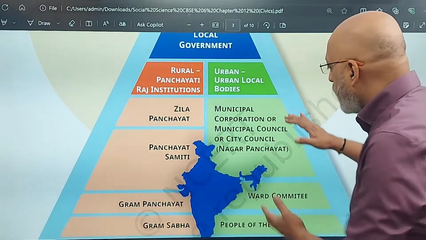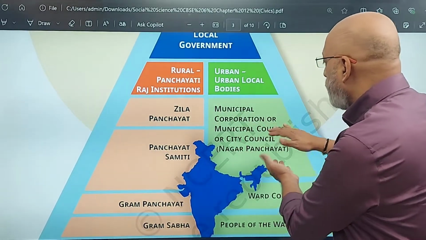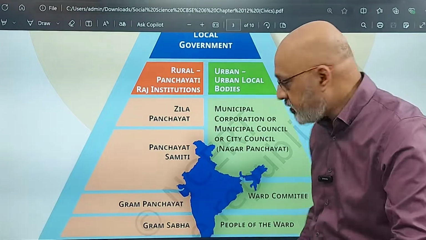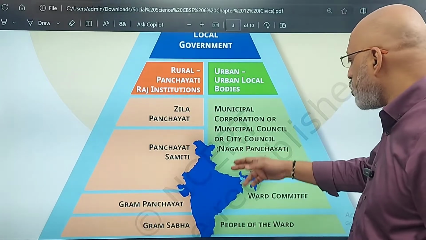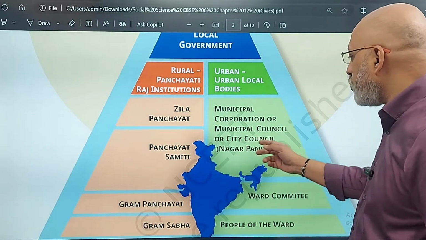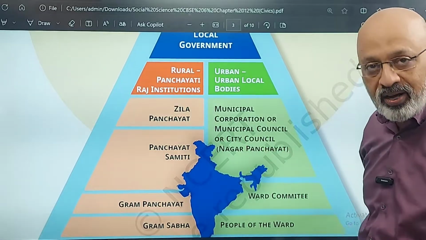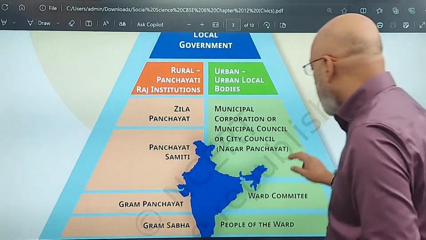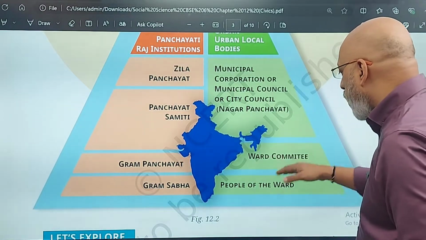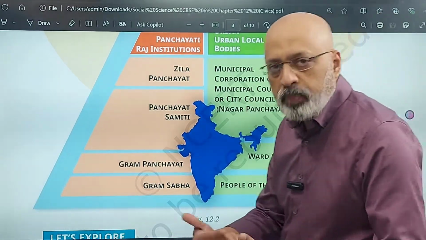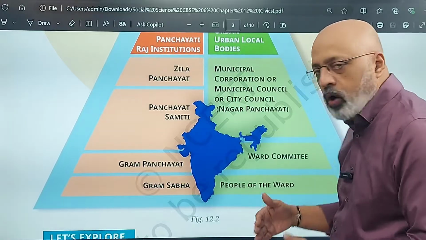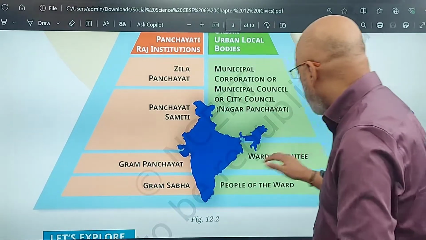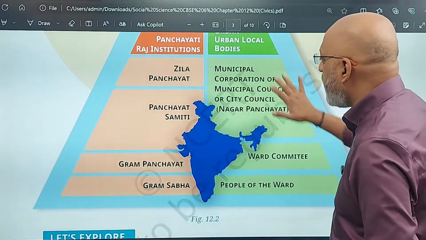तो उसमें कौन सा होगा? You will have the municipal corporation, okay, in a big city, which may also be called a municipal council or a city council or a nagar panchayat, depending on the population of that particular town. Then you have उसके नीचे ward committee and people of the ward. Gram sabha matlab people of the ward are the people who vote. So ward committees will be there, but this is the main body.